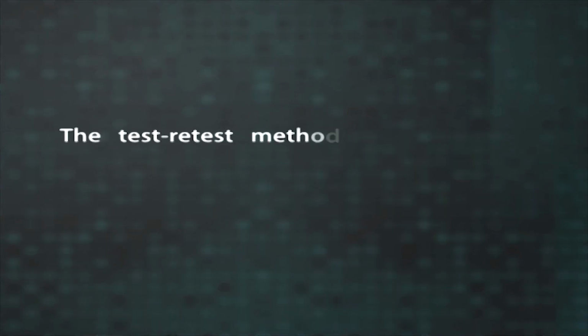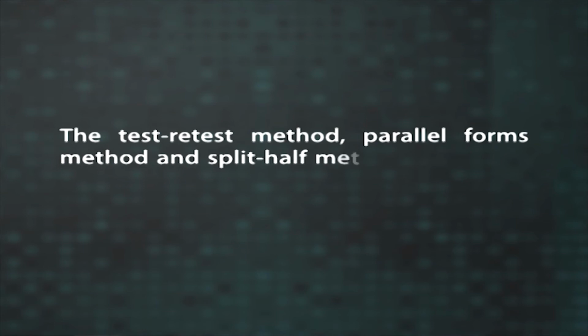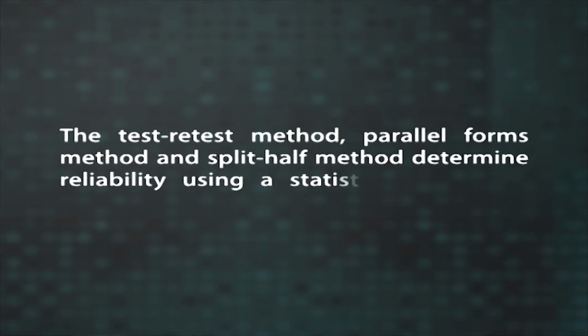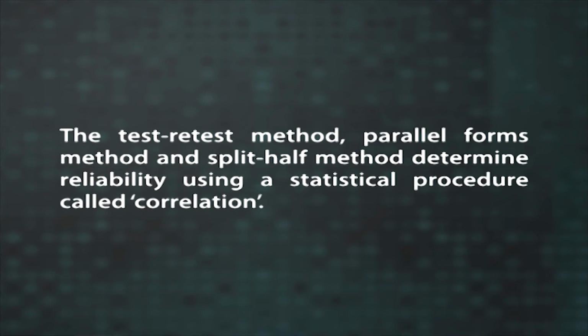The test retest method, parallel forms method and split half method determine reliability using a statistical procedure called correlation. In order to carry out these methods, teachers and test developers should have good knowledge in many statistical concepts and procedures. Those who are not familiar with statistics may find these methods difficult to execute. In an attempt to overcome this problem, two statisticians named Cooder and Richardson developed a series of formulae using which reliability can be estimated through simple mathematical operations.